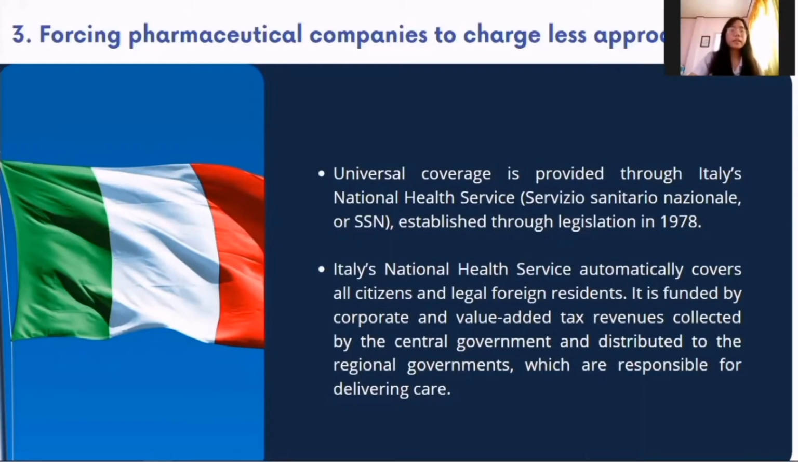So in Italy, universal coverage is provided through Italy's National Health Service, or Servizio Sanitario Nazionale, or SSN, which was established through legislation in 1978. Italy's National Health Service automatically covers all citizens and legal foreign residents. It is funded by corporate and value-added tax revenues collected by the central government and distributed to the regional governments, which are responsible for delivering care.